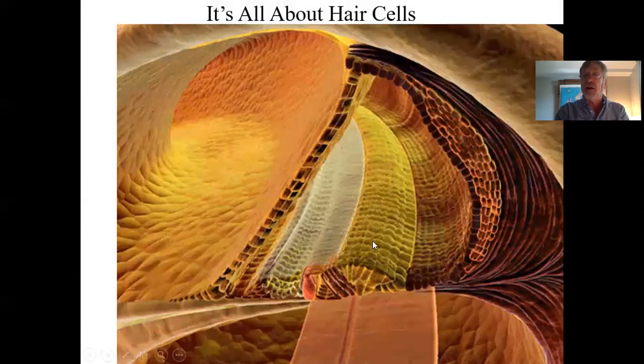Again, it's all about hair cells. Reissner's membrane, spiral ligament, spiral lamina, spiral ganglia would be to your left. Can't see it here. Basilar membrane, outer hair cells, inner hair cells. Stria vascularis, spiral ligament.